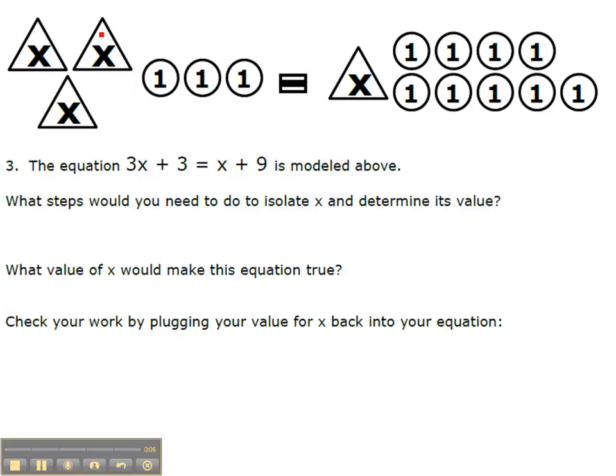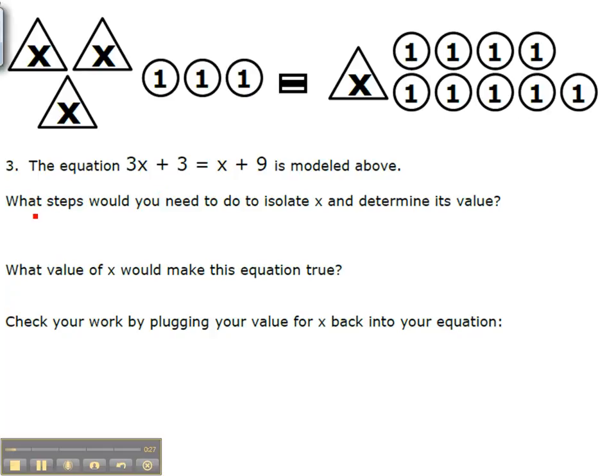In this homework we're solving two-step equations using models. I think number 3 is probably the hardest problem on here because you have the variable on both sides of the equation. So we have the model to work with and the equation. We can use either one.